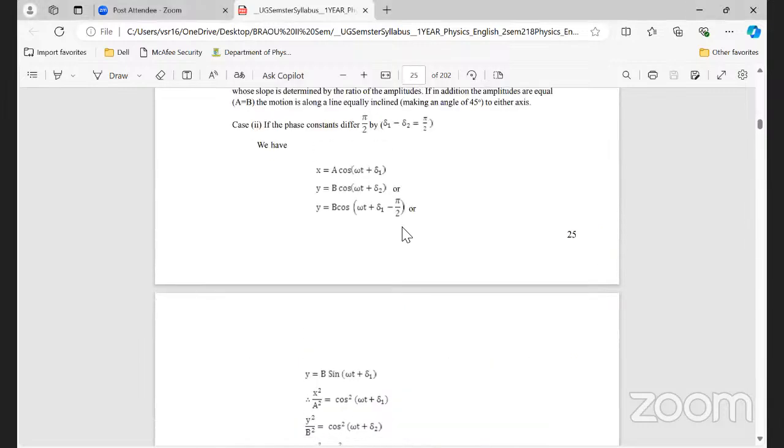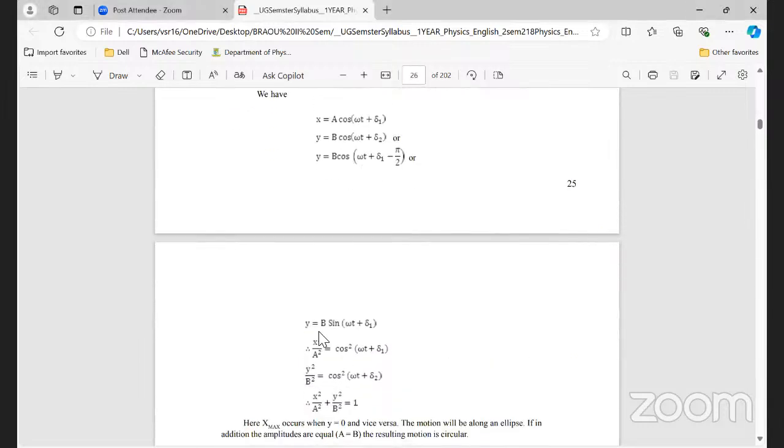Substituting here, y equals b cos(omega t plus delta 1 minus pi by 2). That gives you sin theta here. Cos(90 plus theta) is nothing but a sin theta. Is it clear now? Cos(90 plus theta). So that is going to be written here as y equals b sin(omega t plus delta 1).